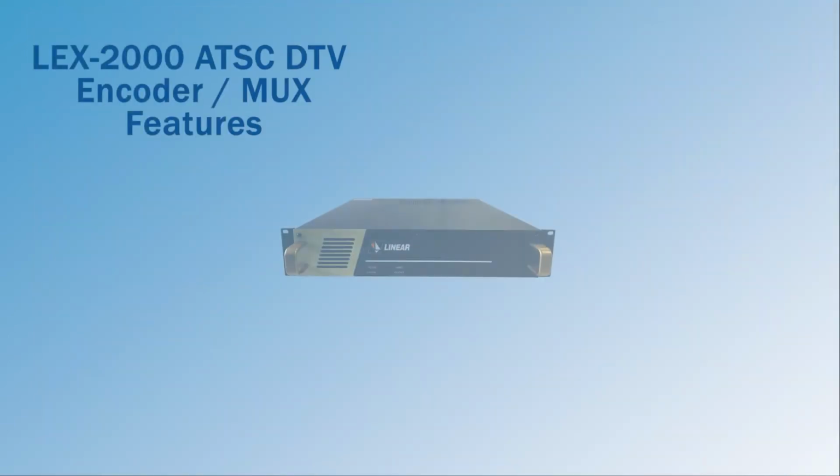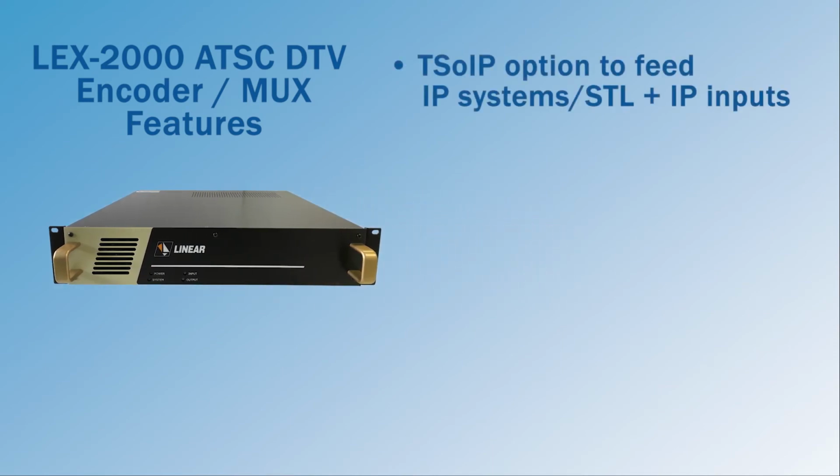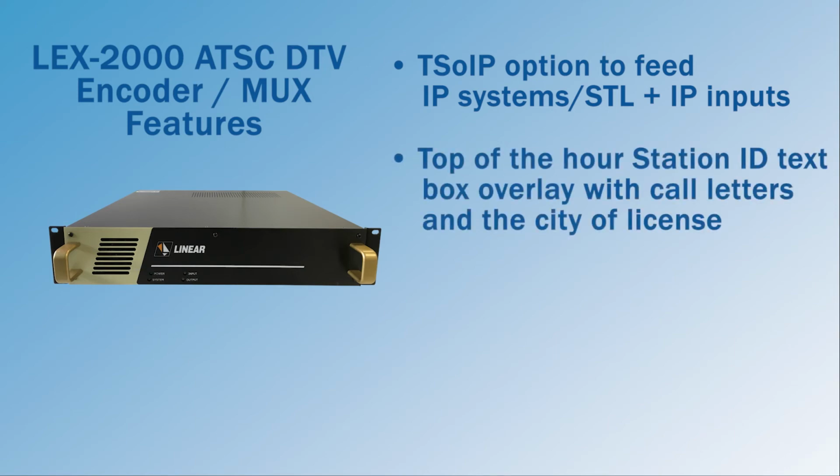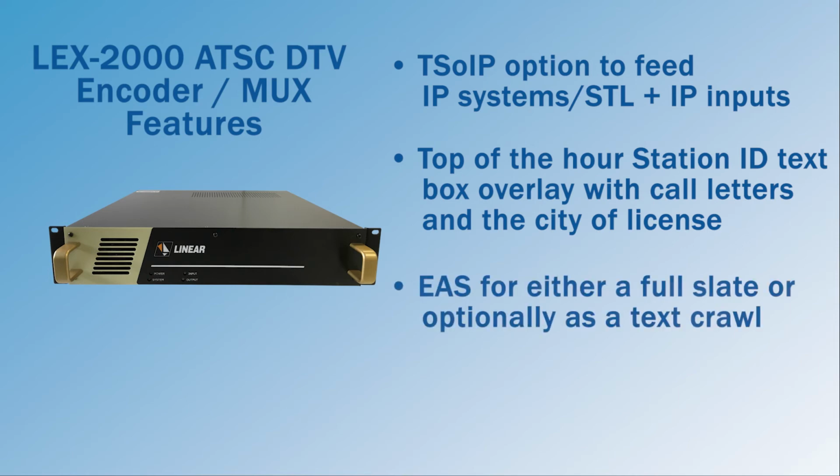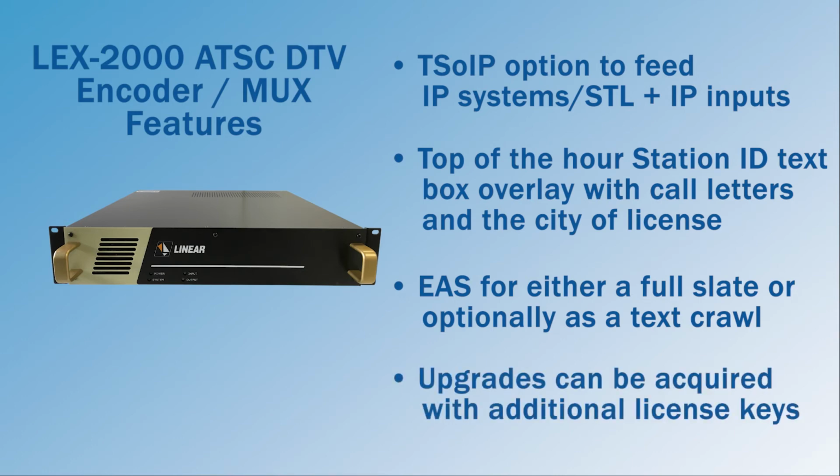So in conclusion, here are the new features summarized in this video. TS over IP, a great option to feed IP contribution systems / STLs, as well as IP inputs on existing DTV exciters. Station ID, which provides top-of-the-hour text box overlay with your call letters and the city of license. And EAS, designed for either a full slate or optionally a text crawl. All these upgrades can be acquired with additional license keys.